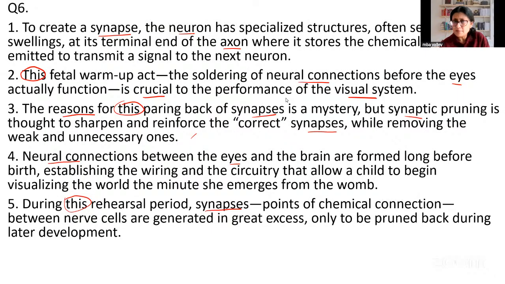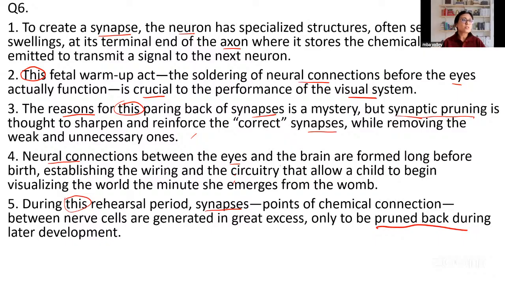All right. Simple passage, simple paragraph. A good starting point would be to connect sentence number 5 and 3, because in both 5 and 3 there is talk of pruning. See, in sentence number 5 it says "only to be pruned back during later development." And in sentence number 3 it says synaptic pruning. The reasons for this paring back of synapses is a mystery, but synaptic pruning is thought to sharpen. Right? Pruning is discussed here.